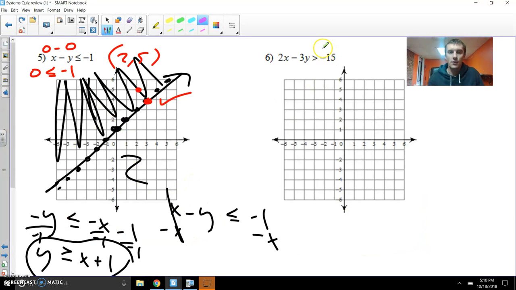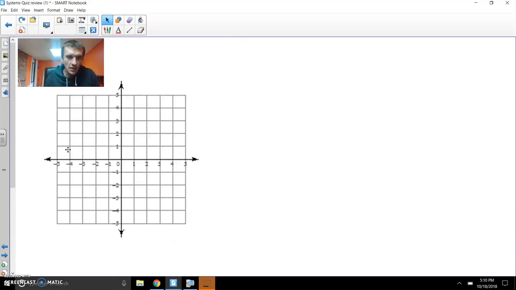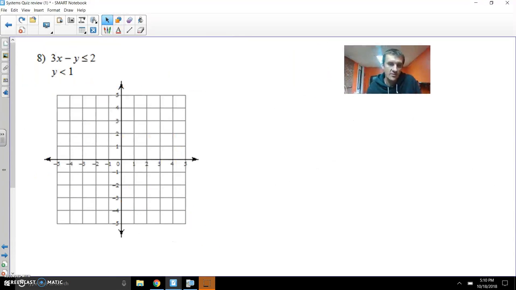Okay, so number 6, I really want to see what you guys come up with tomorrow. So make sure that when you're solving for y, you remember a very special rule that we used on number 5. So let's talk about the system I gave you guys.